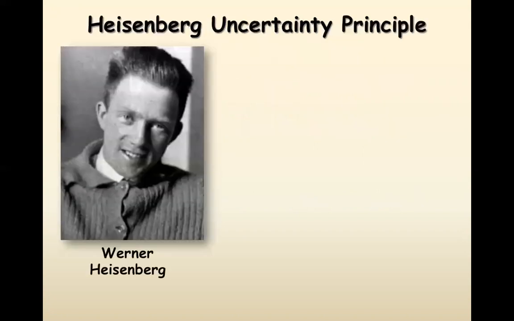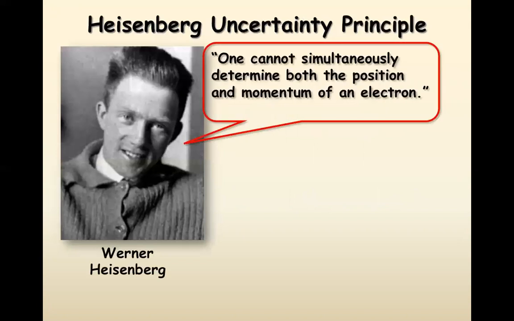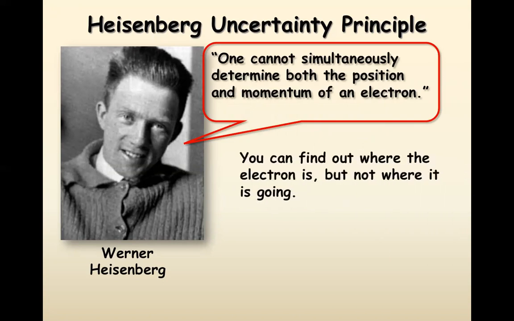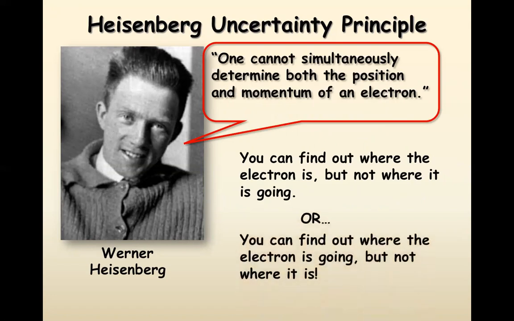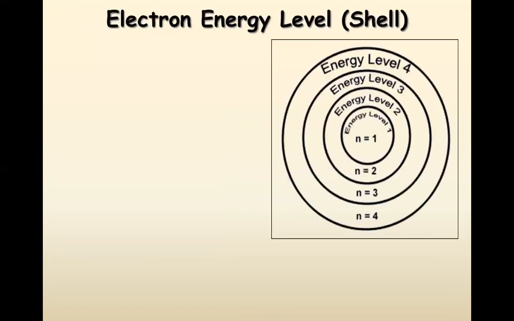The Heisenberg uncertainty principle: Werner Heisenberg, he was German and his W's are V's, said that you cannot know simultaneously both the position and the momentum of an electron. So it was an uncertainty principle. Basically, you can find out where the electron is, but you don't know where it's going at the same time. Or you could look at it this way: you can find out where the electron is going, but not where it is. That's for really small objects, like electrons.